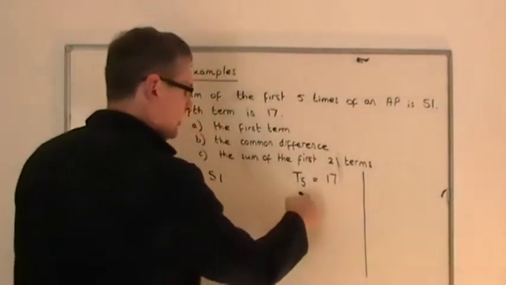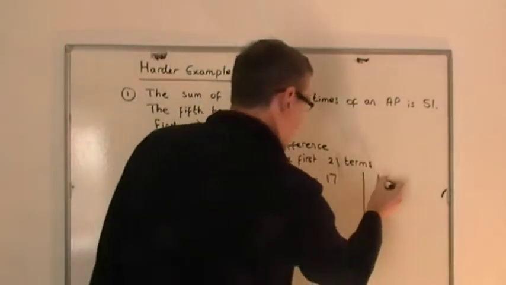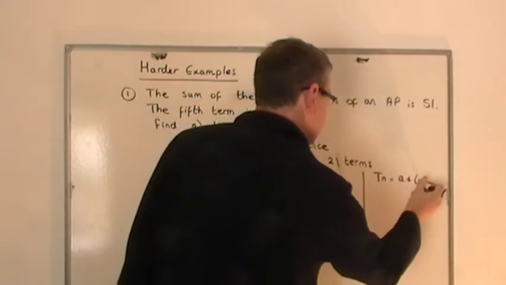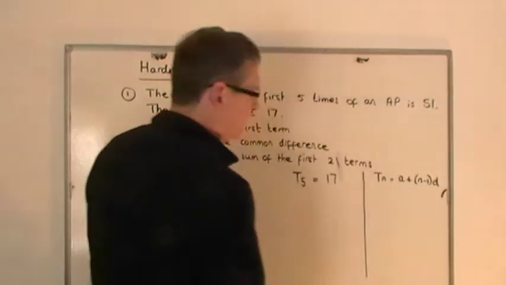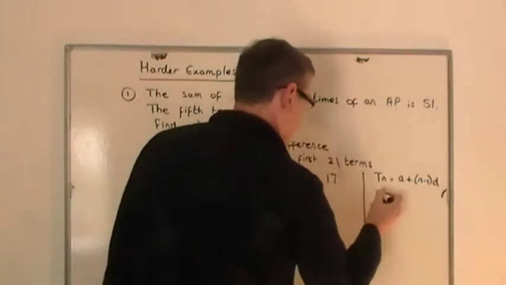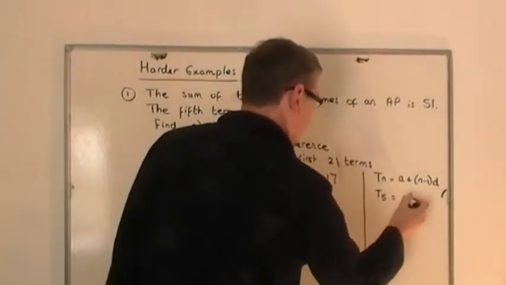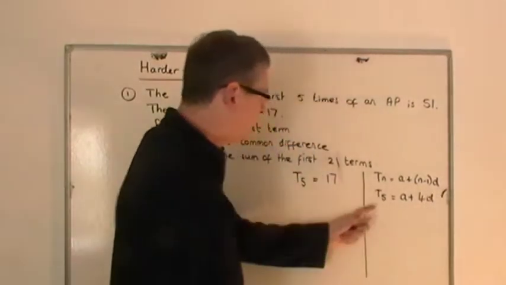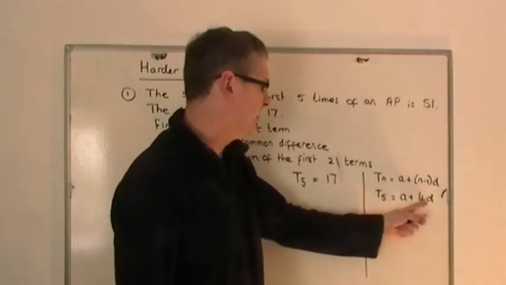Let's consider the easier one, the nth term formula. The general formula for the nth term is Tn equals a plus n minus 1 d's. So if we're talking about the fifth term, n is 5. So you get a plus 5 minus 1 is 4 d's. So the fifth term can be written as a plus 4 d's.